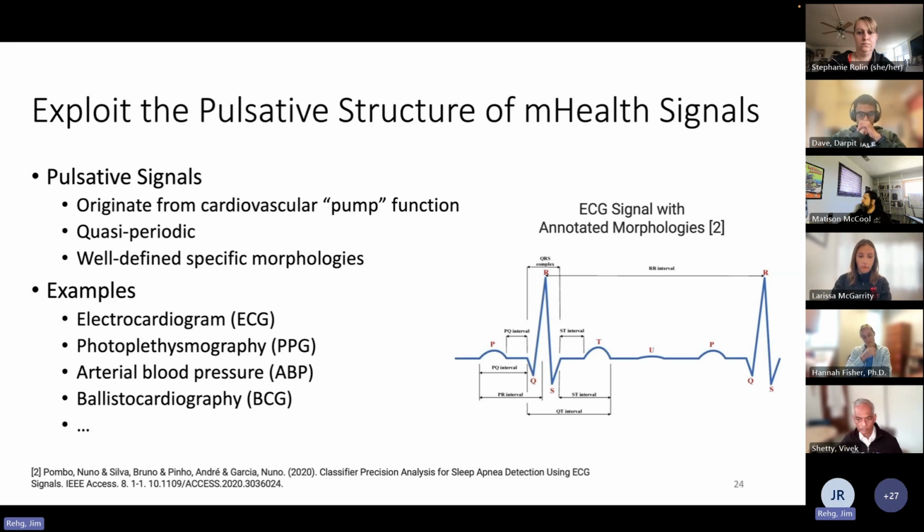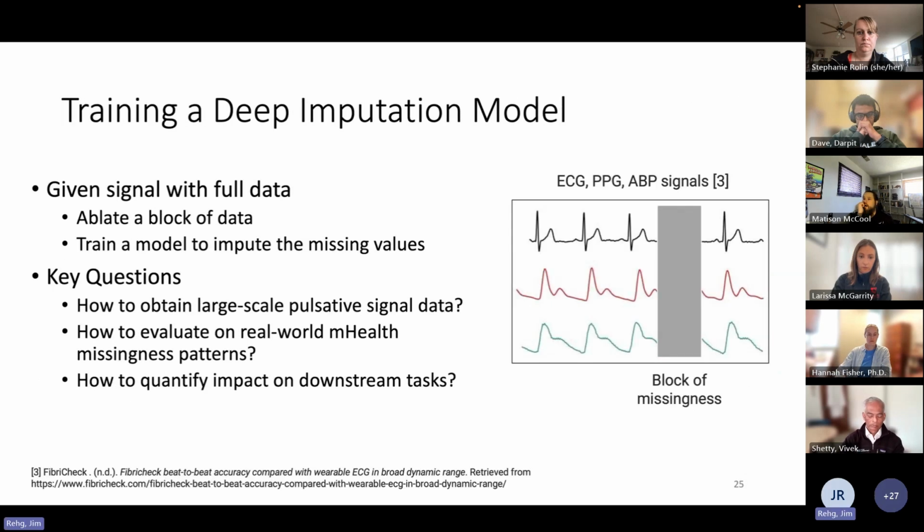And so the question we asked long ago was, how could we exploit that structure to solve a problem like imputation? And so we did some work on both collecting and then training an imputation model on a large cohort, a large collection of mHealth signals.